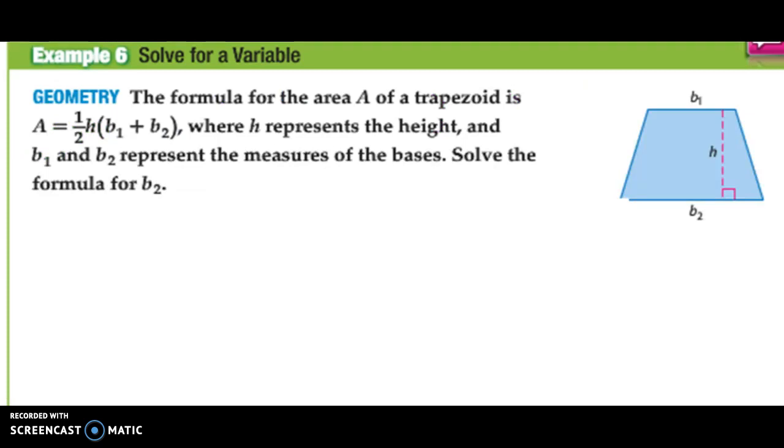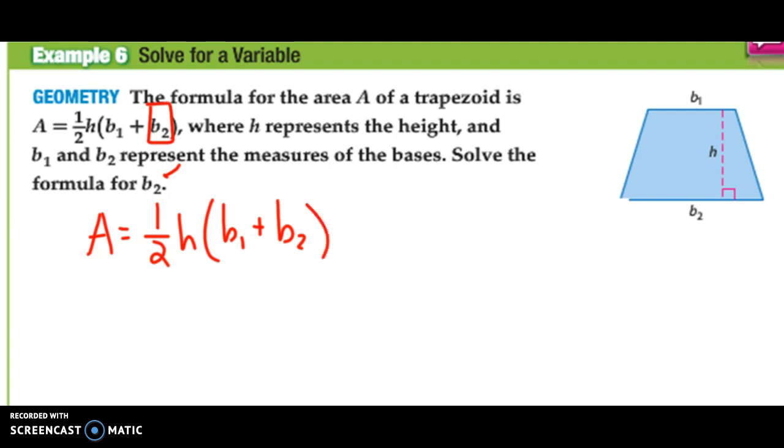Alright, the last example we're going to look at, solving for a variable. We can use the information that we've learned today to solve and isolate a variable in a formula. It says the formula for the area A of a trapezoid is 1/2 h times (b1 plus b2), where h represents the height and b1 and b2 represent the bases. Solve the formula for b2. I'm going to try and get this all by itself, so I'm going to work backwards. So I'll rewrite: A equals 1/2 h times (b1 plus b2).